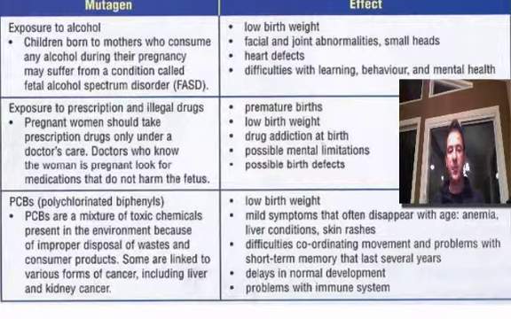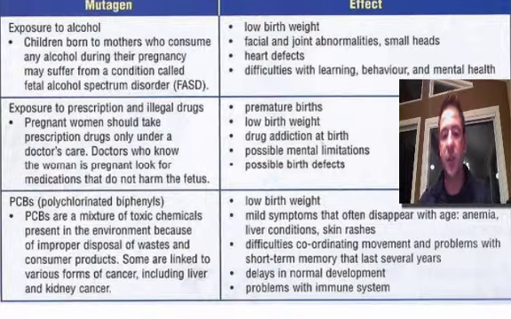And then PCBs are a mixture of toxic chemicals present in the environment because of improper disposal of wastes. Some are linked to various forms of cancer, including liver and kidney cancers. But you would have low birth weight as an effect of being exposed to this mutagen. Mild symptoms often disappear with age, but anemia, liver conditions, skin rashes, difficulty coordinating movement, and problems dealing with iron can remain, and I'll let you look at the rest of it as well.